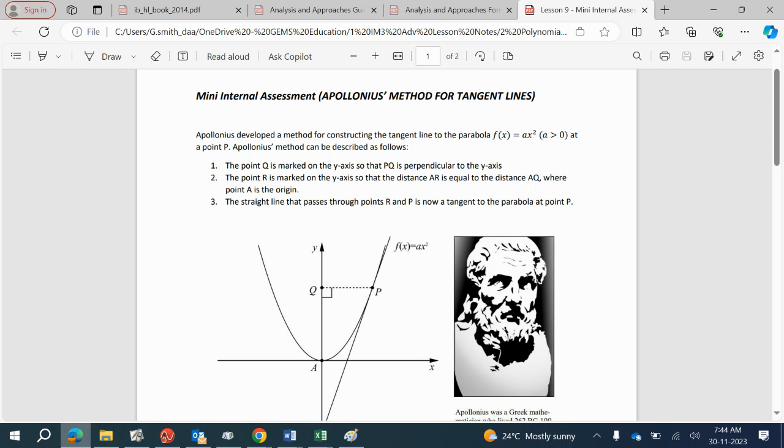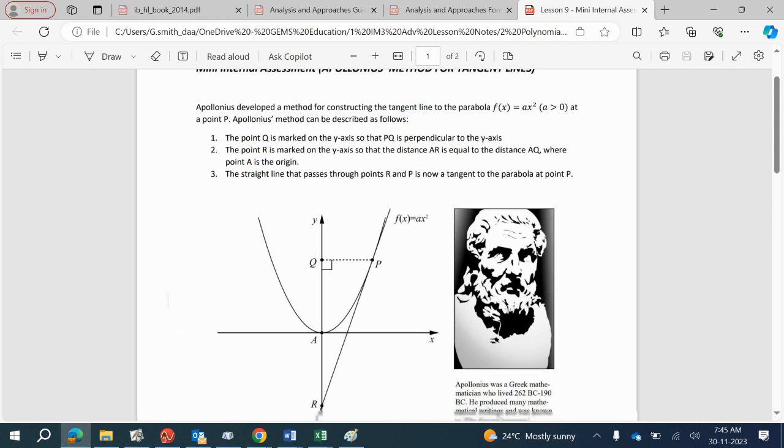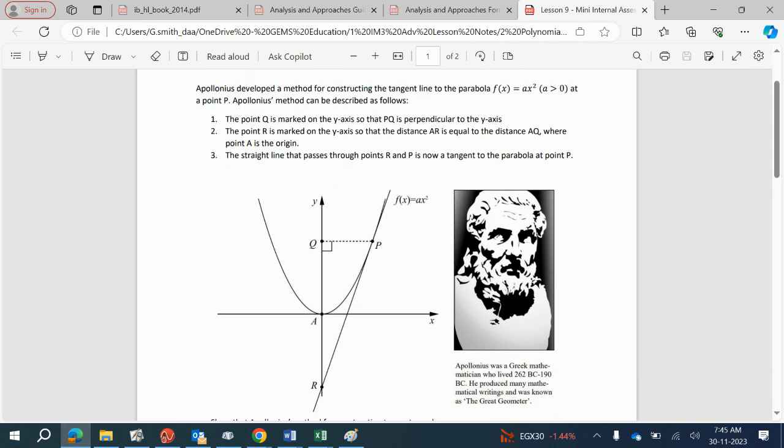Okay, so let's have a look at the first mini IA. What we're looking at is an investigation into Apollonius's method for tangent lines. This is from Apollonius, a Greek mathematician, who you can see here was born 262 BC and died 190 BC. So this is over 2,000 years ago. He came up with this method for calculating tangent lines.